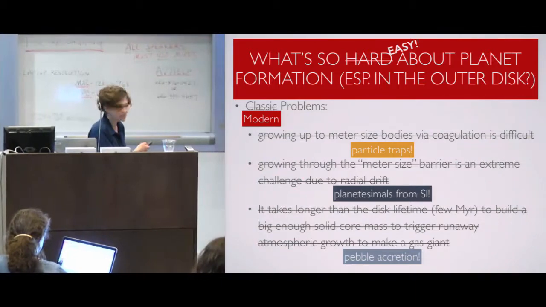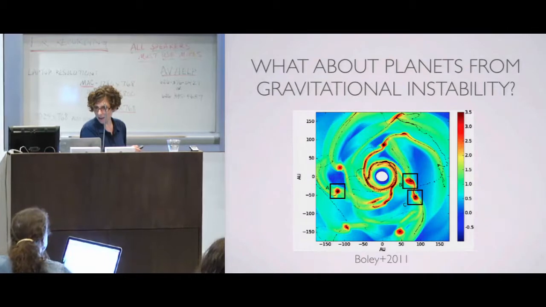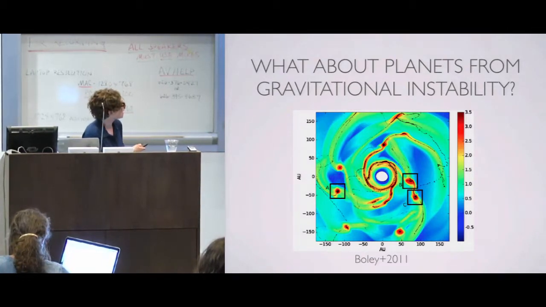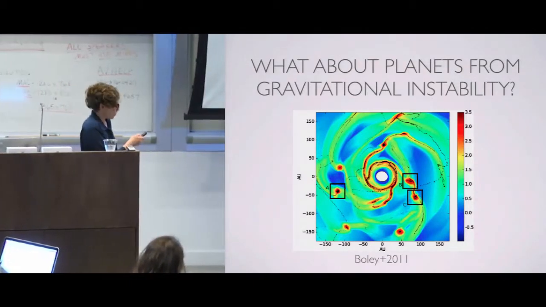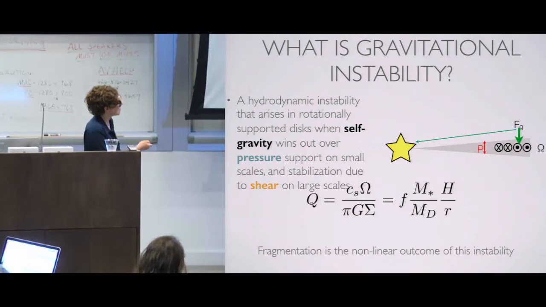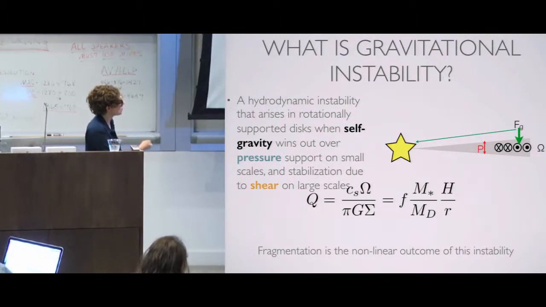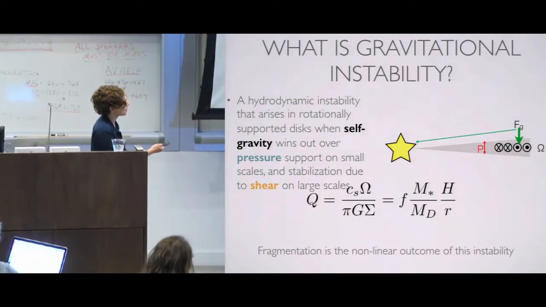And in the last minute, I will just tell you why I think gravitational instability is not a great model for planet formation, even in the outer disk. Gravitational instability is a competition between pressure forces in the disk, gravity, and shear. You've probably all seen Toomre's Q. When Q is small, it means that self-gravity is strong and disks can be subject to the instability. I think it's helpful to write it as some order unity coefficient times the star-to-disk mass ratio times the aspect ratio.